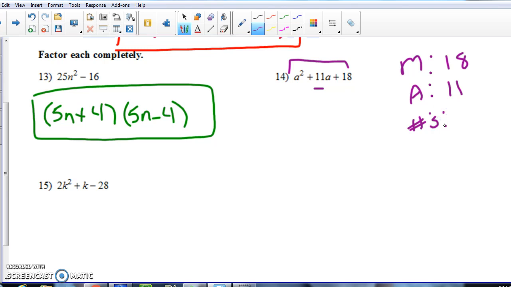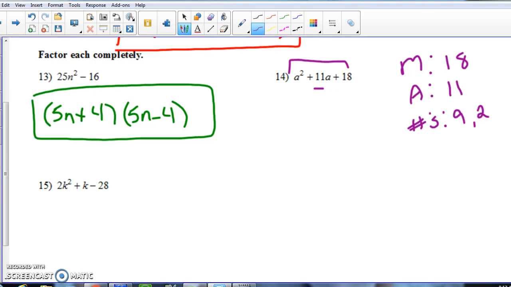So at this point, I really need to know factors of 18. It just so happens that the two numbers that multiply to 18 and add to 11 are positive 9 and positive 2. The order that you write those does not matter.